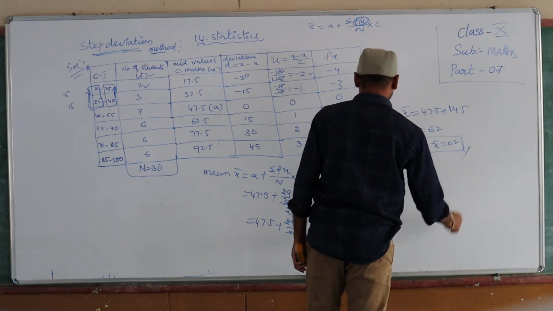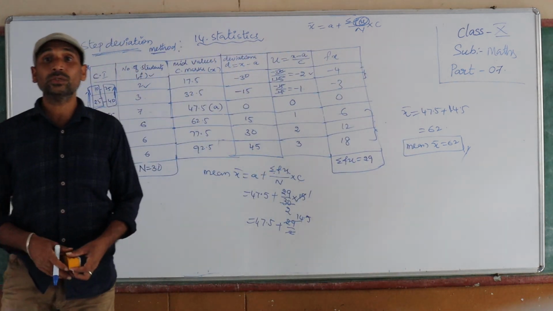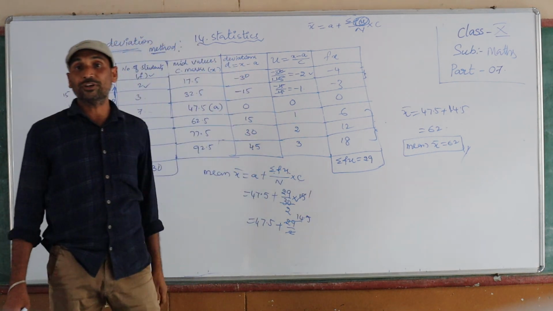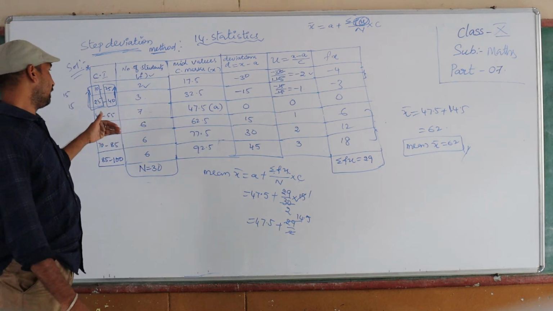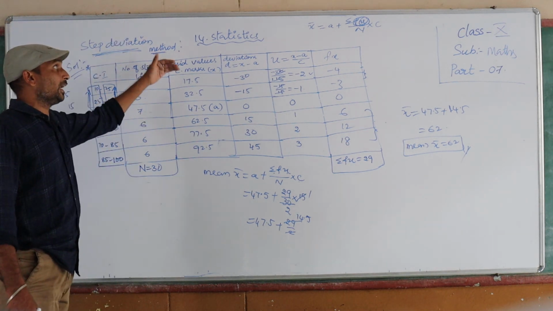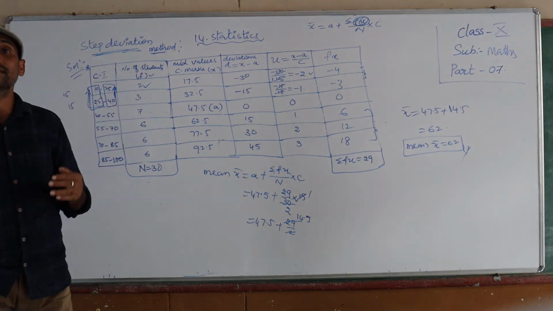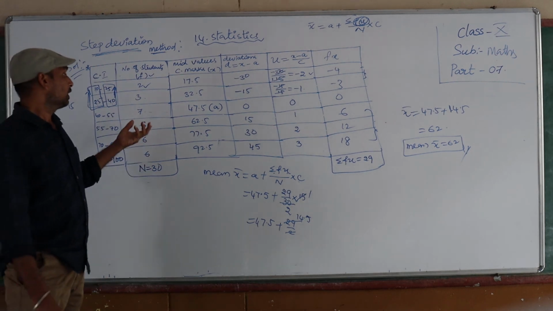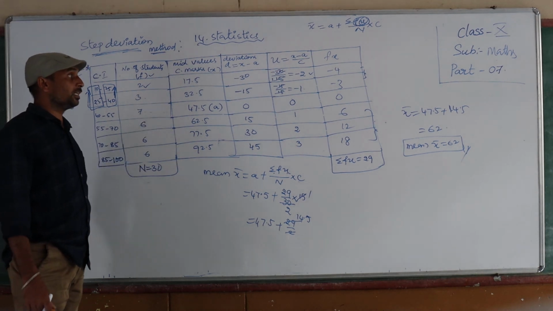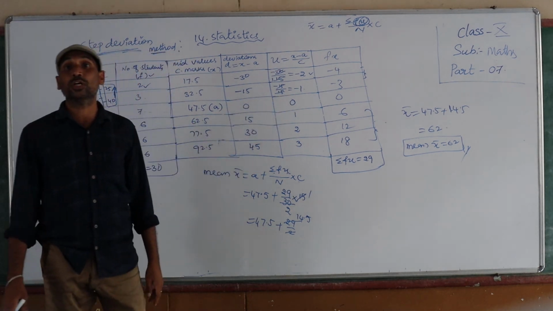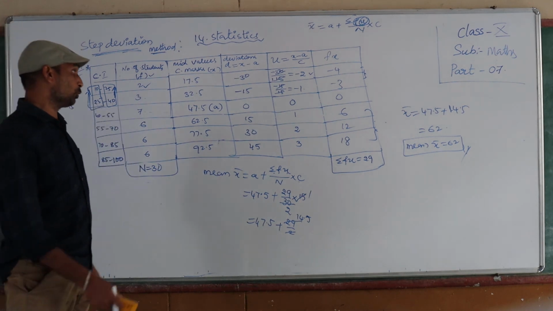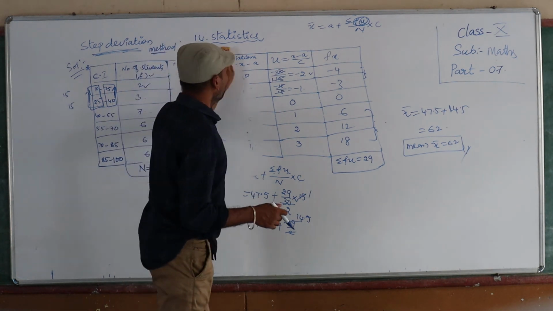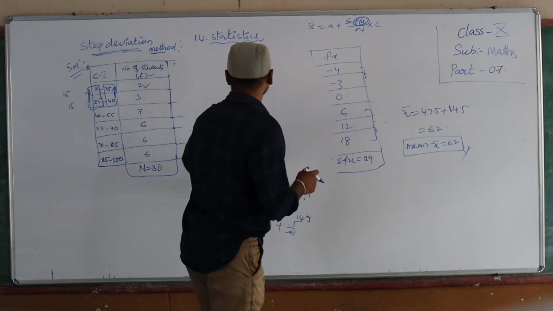This is how we find the mean using the step deviation method, children. These are very important for solving the problems given in the examination and in the exercise by using the direct method, assumed mean method and step deviation method. In this, the process is very important. The calculations are very important, and the table is also very important. See here, I am explaining just once, so don't get confused.